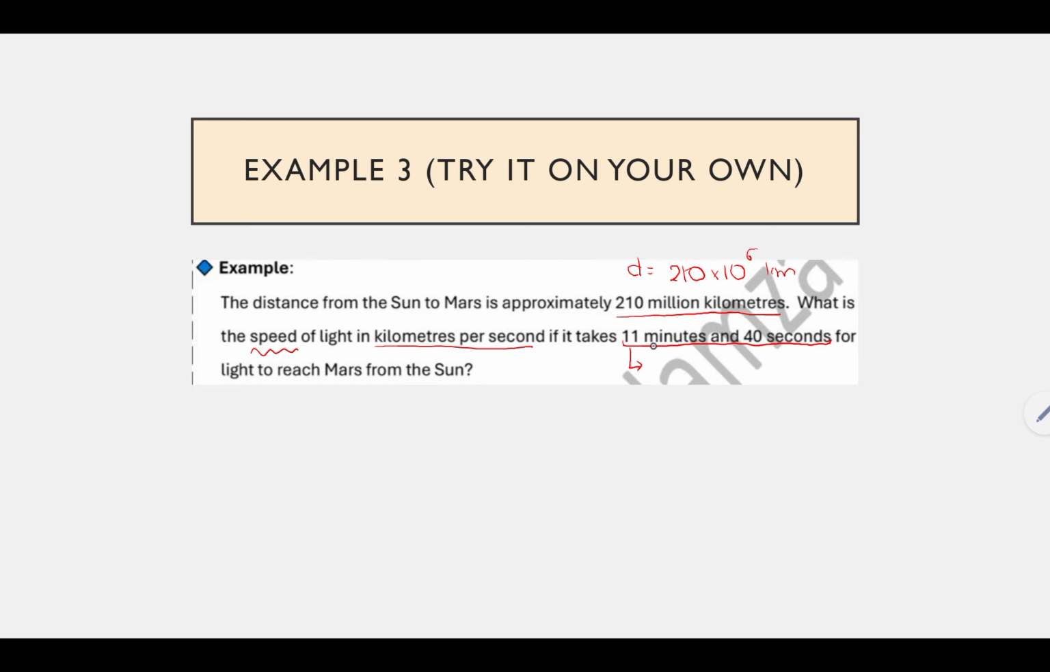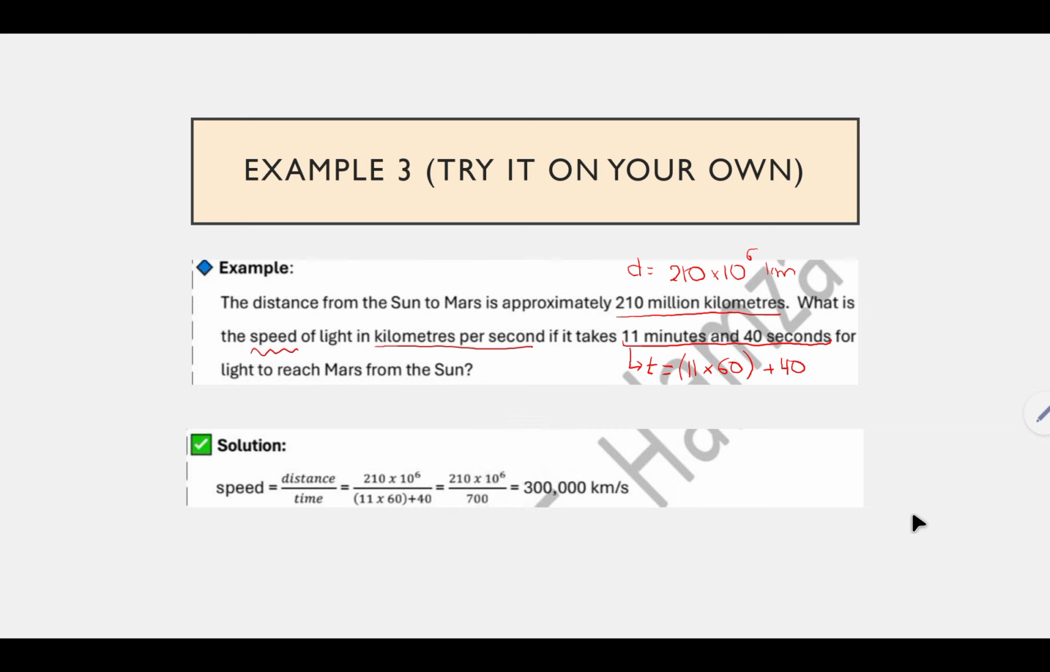For now, what we need to do is convert these to seconds. Because I cannot have minutes and seconds, I need to have only 1 unit. So my time is going to be 11 minutes, which I need to convert to seconds by multiplying by 60, and 40 seconds. That's how I'm going to get my time in seconds. And then I will use my equation, speed equals distance over time, where above I have the 210 times 10 to the power of 6, which they already gave me, over 11 times 60 plus 40, which is my time in seconds, and the answer is 300,000 kilometers per second.